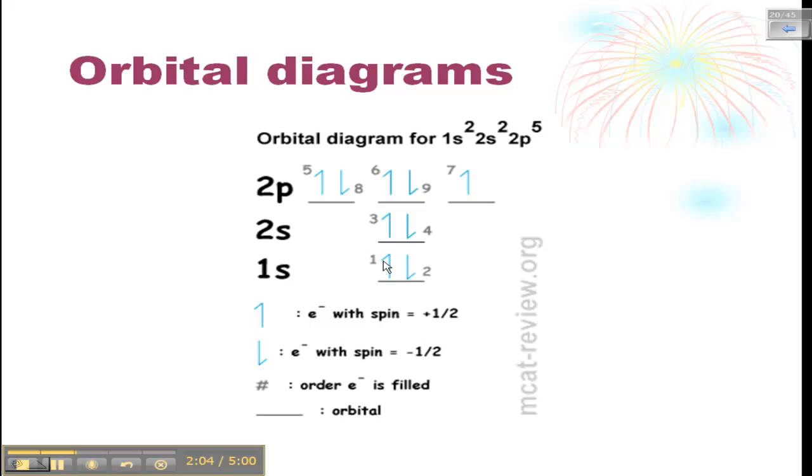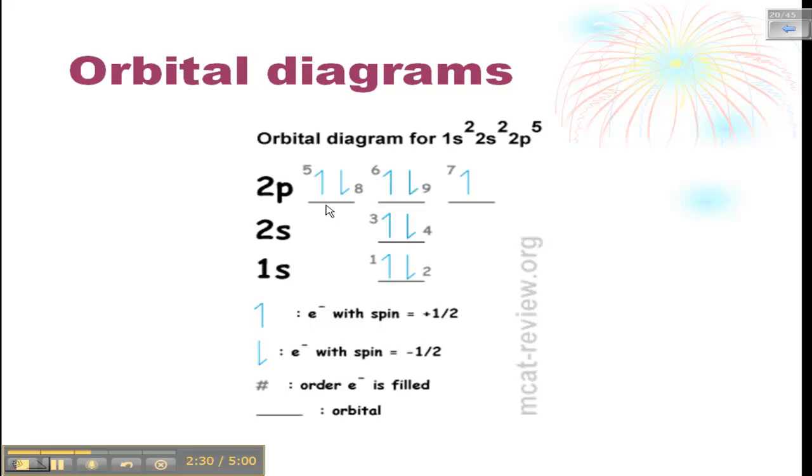The first 2 electrons are going to go in the lowest energy. That's the Aufbau principle. So the first 2 electrons go into the 1s sublevel, in opposite spins. Then the next lowest energy would be our 2s, so there's 3 and 4. Now we're going to go to the 2p. Notice here we go 5, then we jump to the second p orbital.